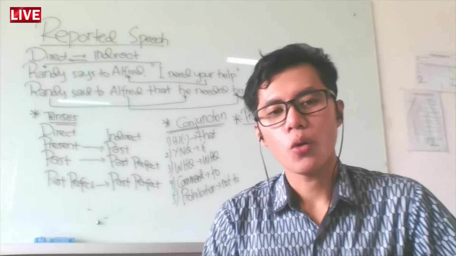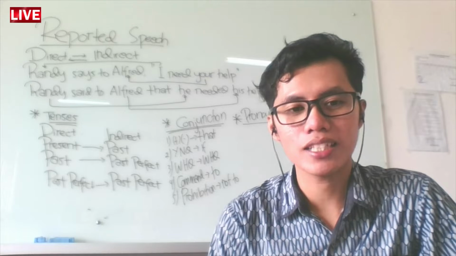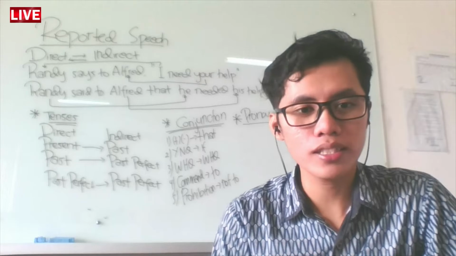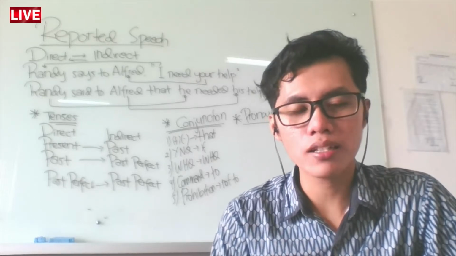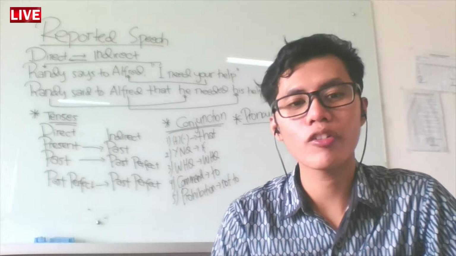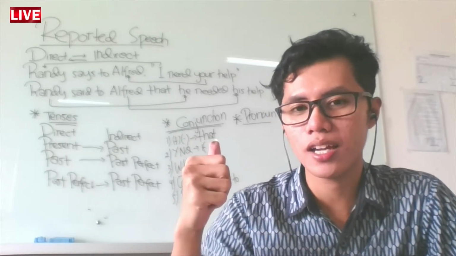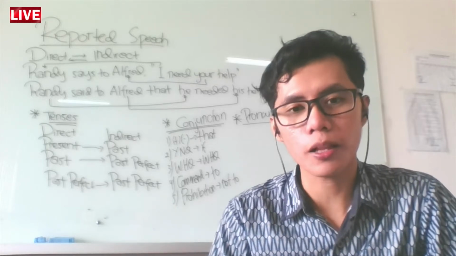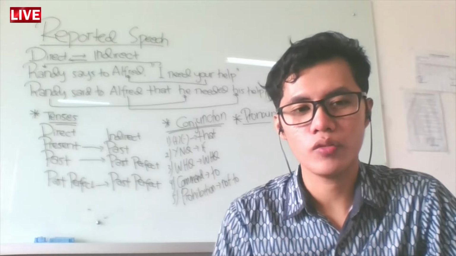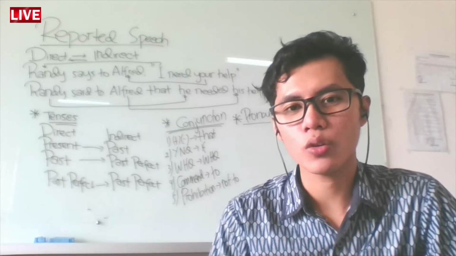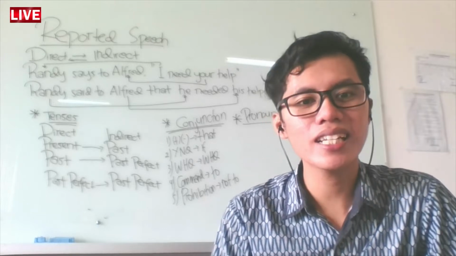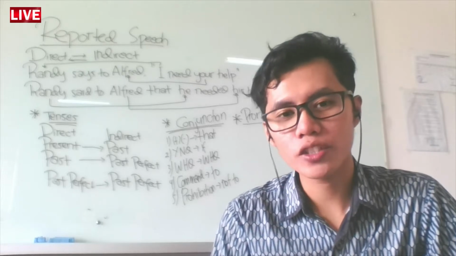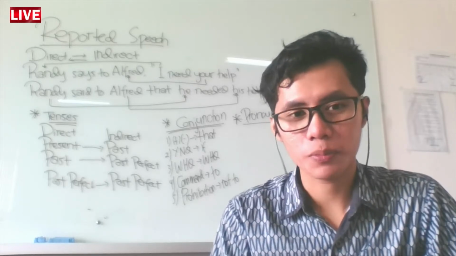Well, the conjunction. We have to be able to identify whether the sentence is a positive sentence, negative sentence, yes or no question, WH question, command, or prohibition, because there will be a conjunction. If you pay attention to the example, Randy says to Alfred, "I need your help." If we change that into indirect form, it becomes Randy said to Alfred that he needed his help. That in this case is the conjunction. Why do we use that? Okay, I will explain it.